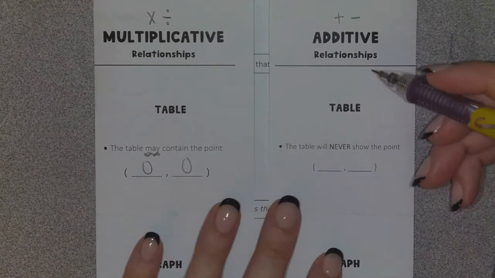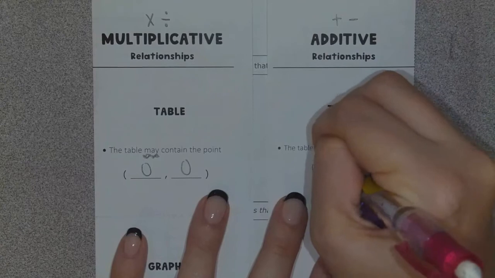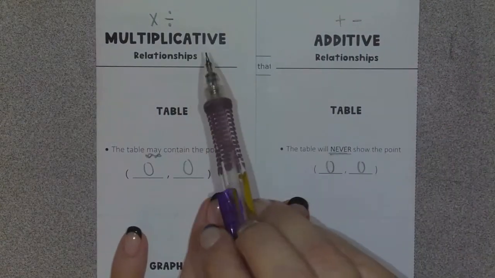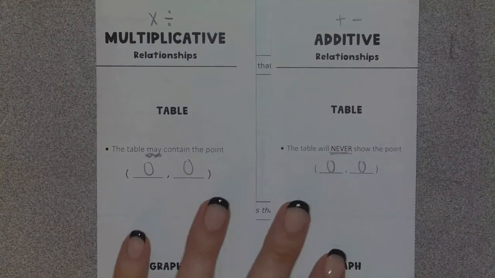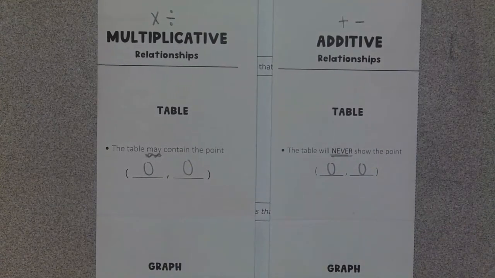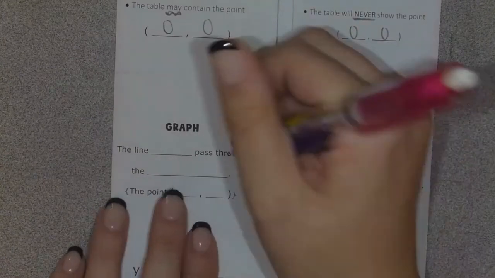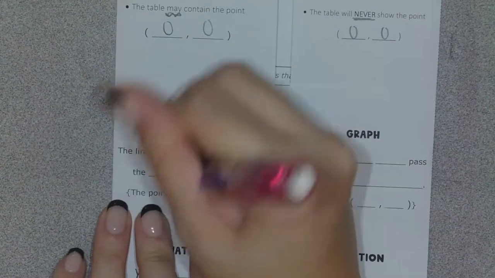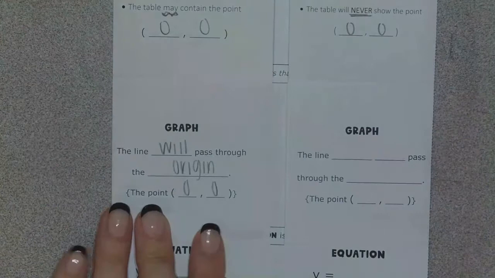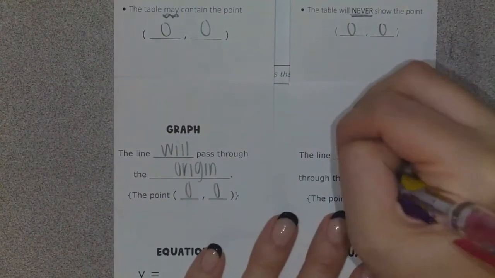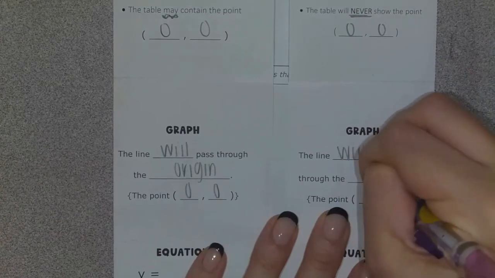But if it's an additive relationship, the table is never, ever, ever going to show the point 0, 0. So multiplicative, it may have the origin. Additive, it will never, ever have the origin. So on a graph, it's kind of the same concept. On a multiplicative graph, the line will pass through the origin, which again is that point 0, 0. But on an additive graph, the line will not pass through the origin.